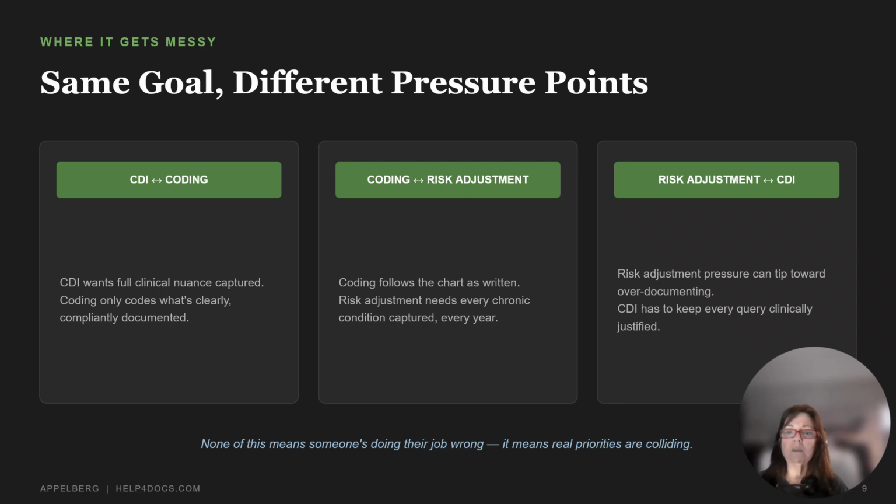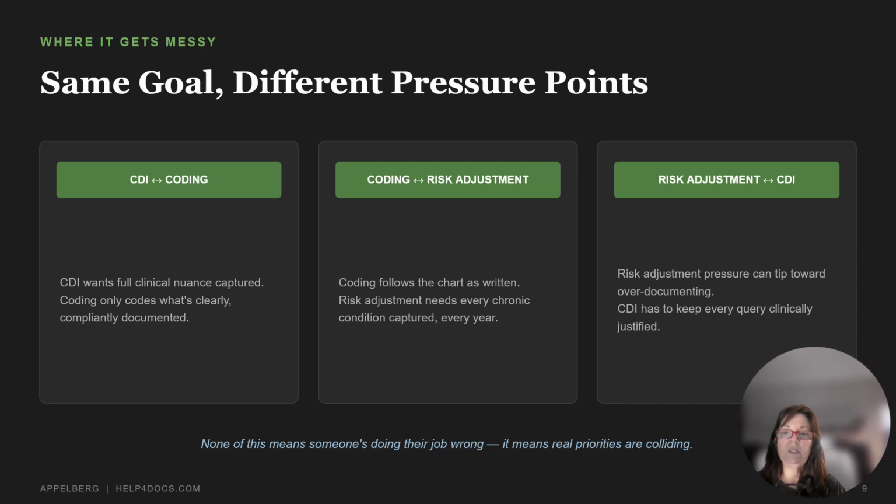CDI specialists sometimes feel like coders are too rigid. They're only coding exactly what's on the page, even when the clinical picture clearly suggests more. Coders sometimes feel like CDI is asking physicians for details that go beyond what's clinically necessary, purely just to capture a code. And risk adjustment teams sometimes feel like neither CDI nor coding fully appreciates how much a single missed chronic condition affects an entire population's funding. While CDI and coding worry that risk adjustment pressure can tip into coding for dollars instead of coding for accuracy.